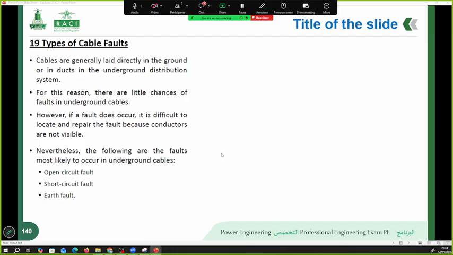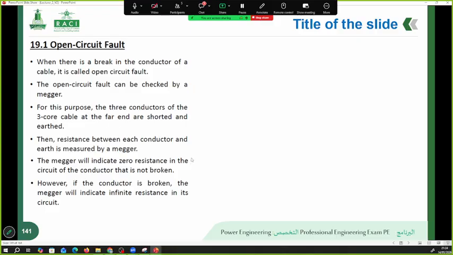Cable faults. Cables are typically laid underground, either directly in the ground or in a duct, which reduces the chance of fault. However, if a fault occurs, it's difficult to locate and repair because the conductors are not visible. The most common types of fault in underground cables are open circuit faults, short circuit faults, and earth faults. We will discuss each of these faults separately in the following slides.